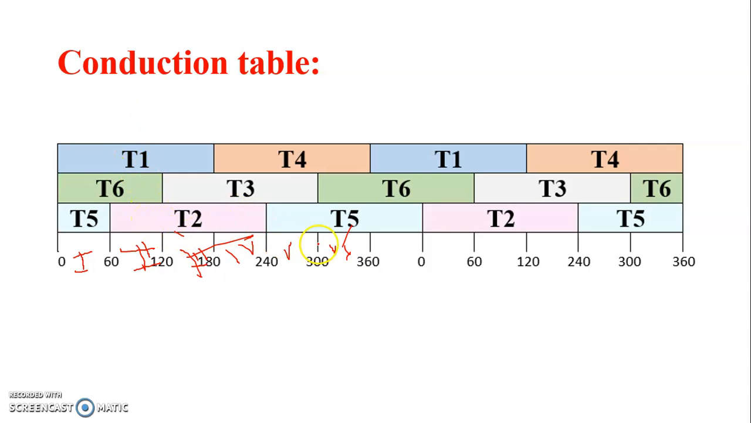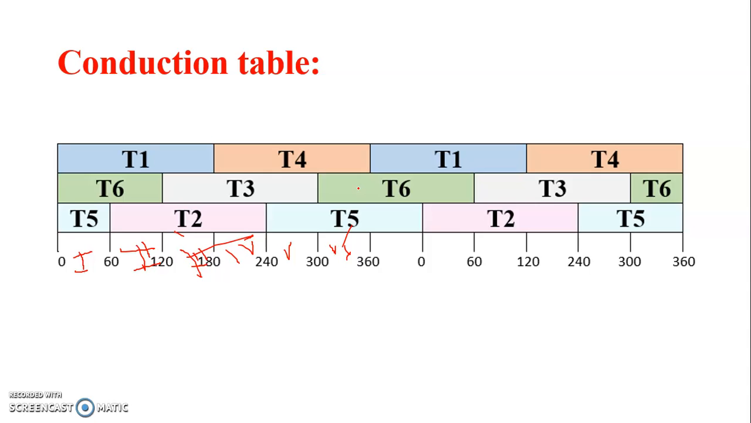After T5 conducts for 180 degrees, T2 will start conducting in the lower group. In this manner, the pattern of firing the six thyristors is identified. This table shows that for step 1, as we already told, T1, T6, T5 are turned on. Likewise, through all 6 steps, each thyristor is turned on.